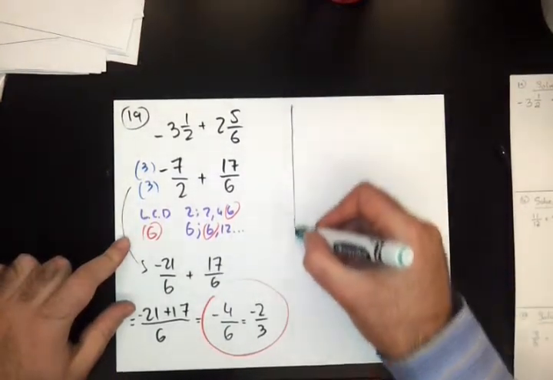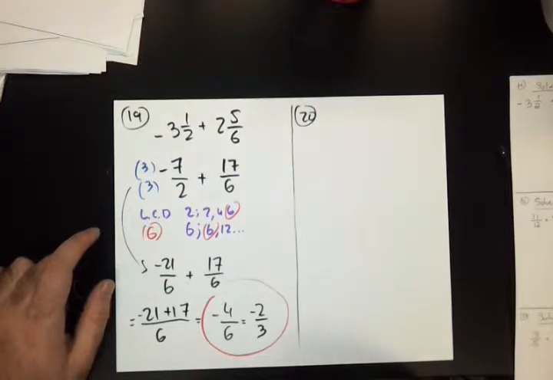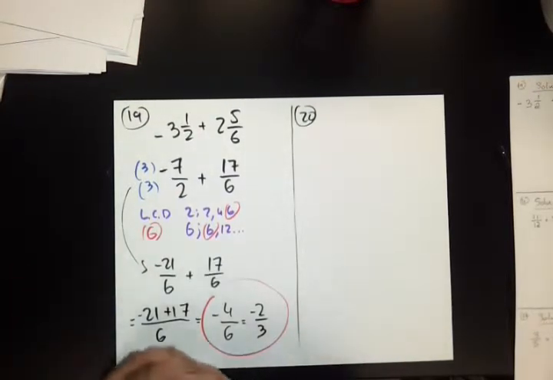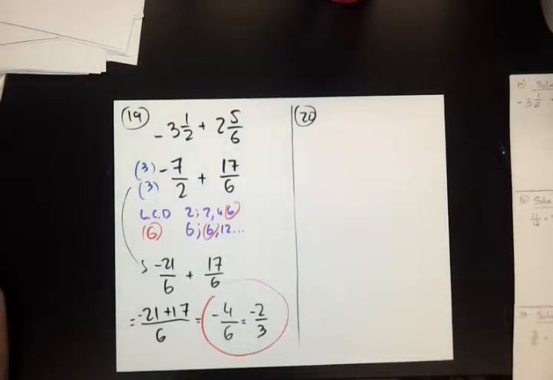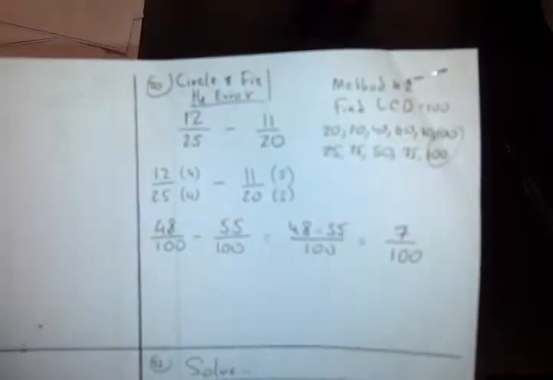Number 20, and we are almost finished. 20, you were supposed to circle and fix the error. I'm actually not going to work out 20 over there. I'm going to show you the problem. Hopefully you can see that.